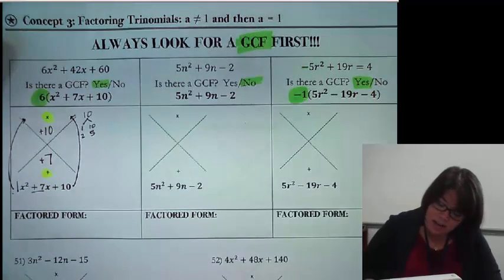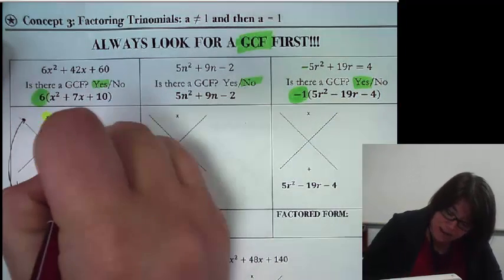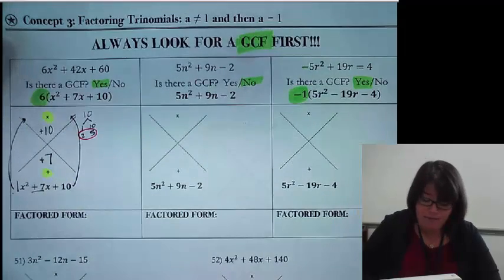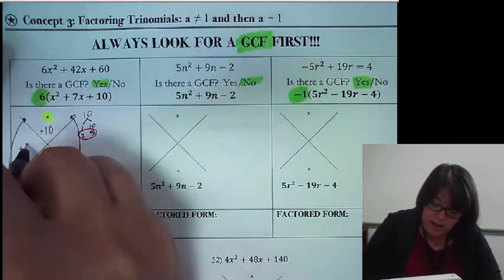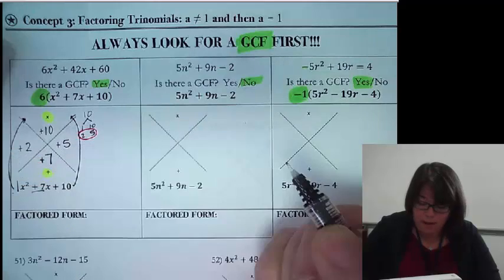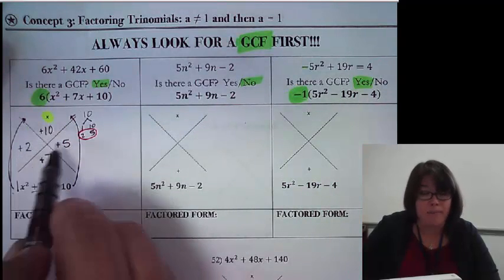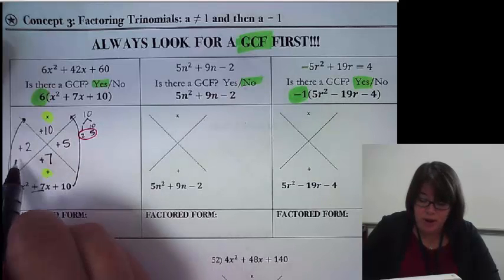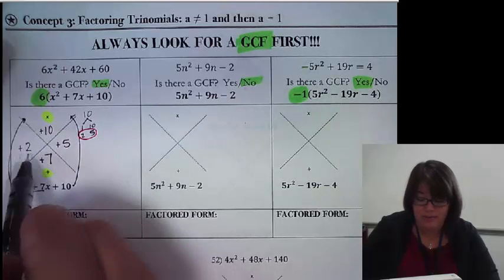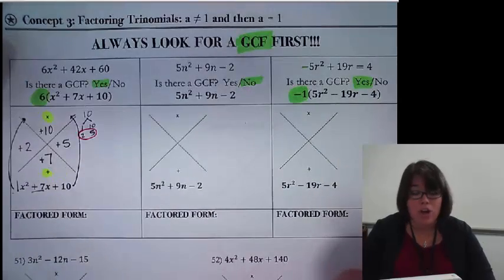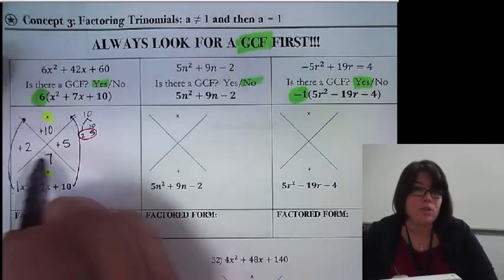If I take 2 and 5, I can make 7 with that. If I have a positive 2 and a positive 5, well, a positive times a positive is a positive, so that's good. 2 times 5 is 10. That works. Positive 2 and positive 5 gives me plus 7 when I add them together. So these are my 2 magic numbers, 2 and 5.